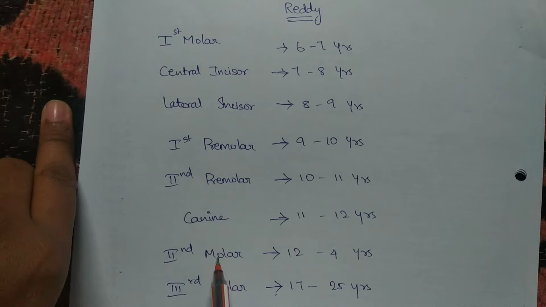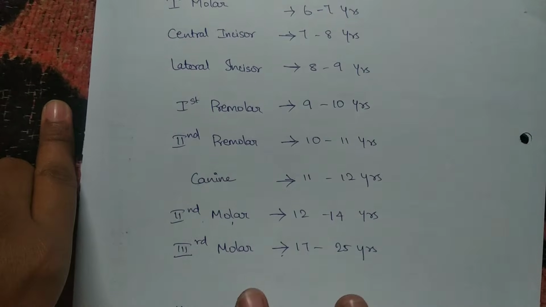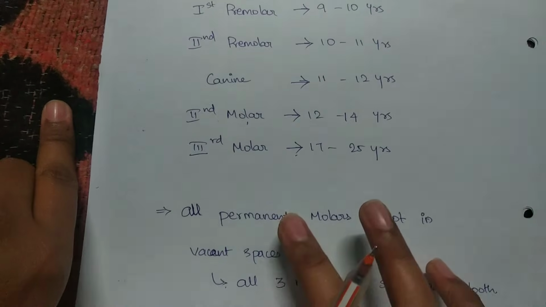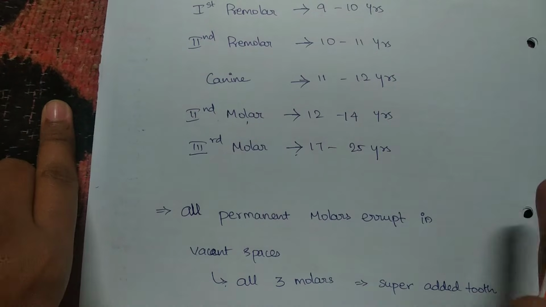And after the eruption of canine, second molar will erupt at an age of 12 to 14 years, and third molar will erupt very late, and the age range is 17 to 25 years.